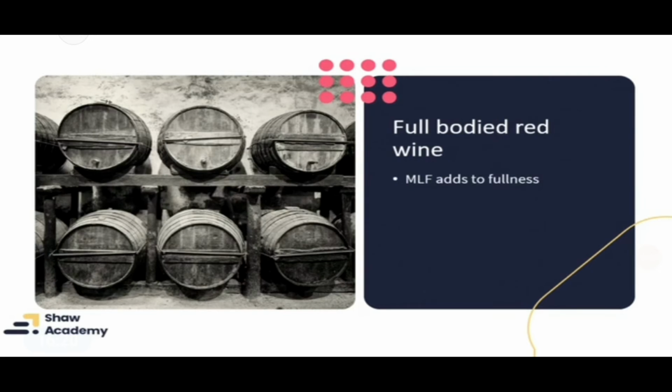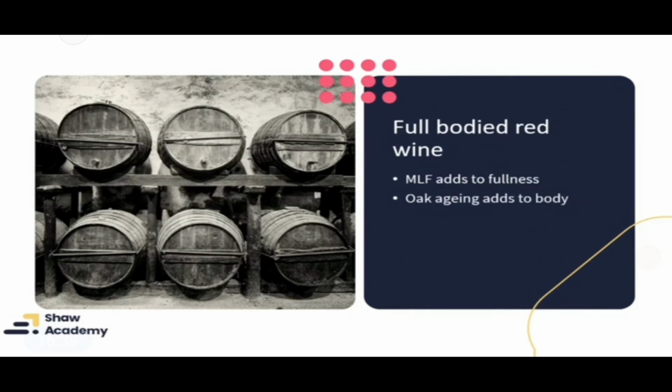Malolactic fermentation is one of these. A wine that has undergone malolactic fermentation, just to recap, this is where malic acid is converted into lactic acid and it is driven by a bacteria, will result in a wine that has a rounder, creamier mouthfeel and it adds to the fullness.